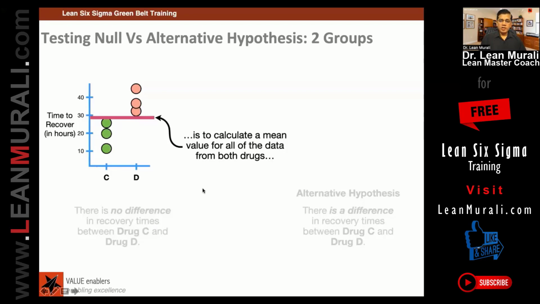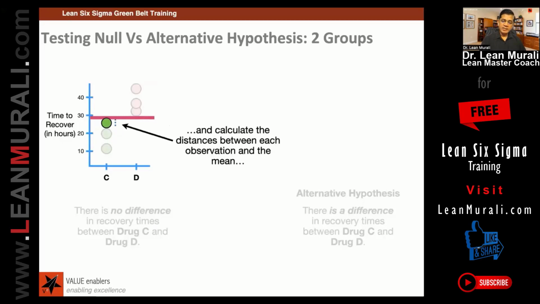Testing null versus alternate hypothesis when there are two groups. So now we have the overall set of data from both the drugs. The first step is to calculate the mean value of all the data from both the drugs, and then calculate the distance between each observation and the mean, like this. The first circle, how far it is from the mean; the second green circle, the third green circle. You calculate the distances between each observation and the mean.